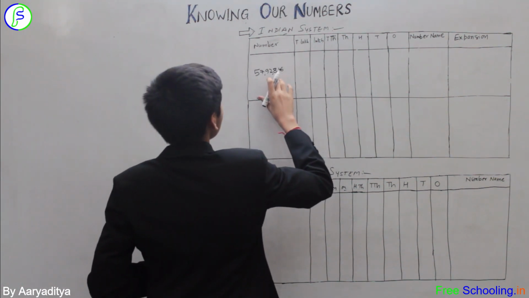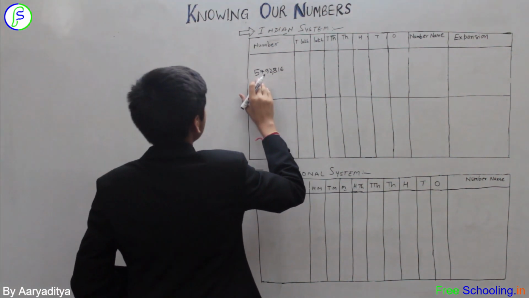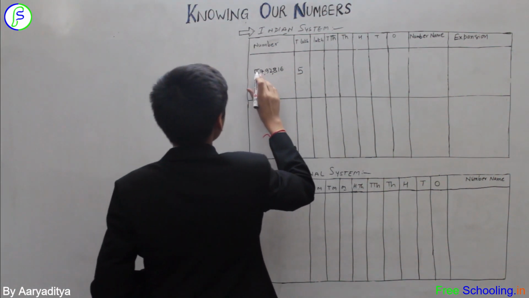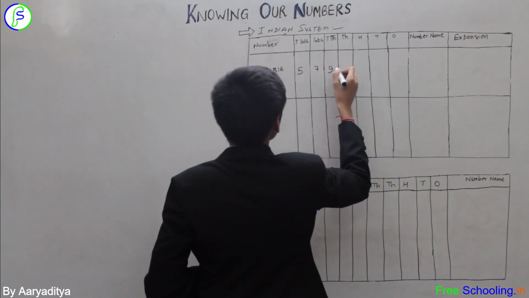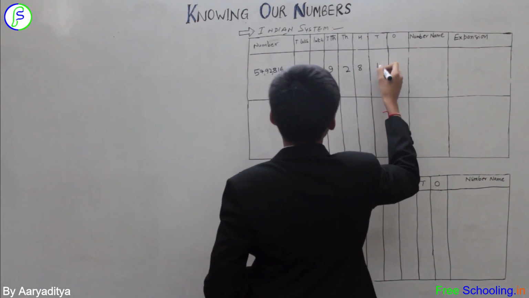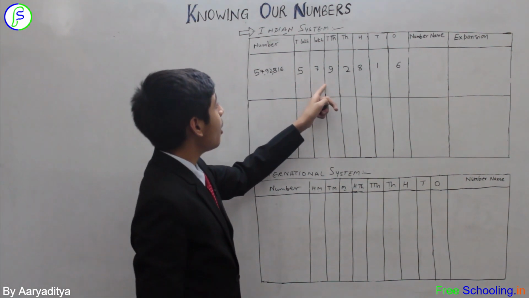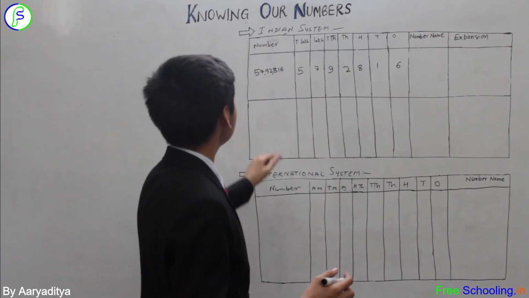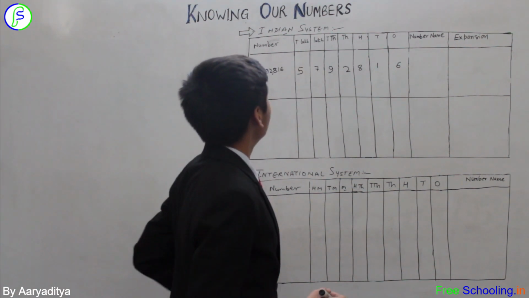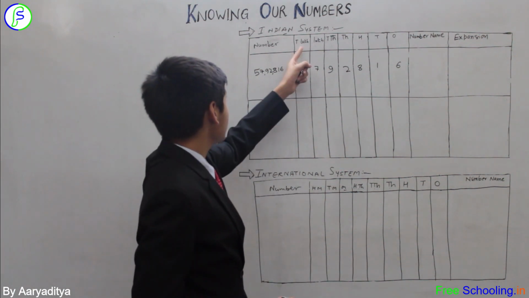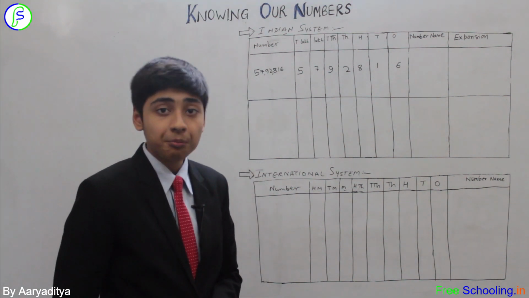First, you can see that 5 is at the 10 lakhs place, so we write 5 here. Then 7 is at 1 lakh, 9 is at 10,000, 2 is at 1,000, 8 is at 100, 1 is at 10, and 6 is at ones. This kind of table is formed when we separate the numbers in accordance with place value. If you multiply 10 lakh with 5, the place value of the digit is obtained.